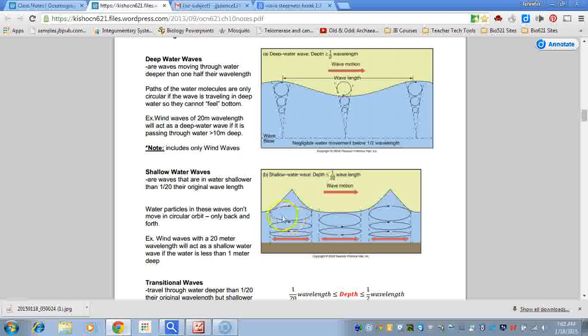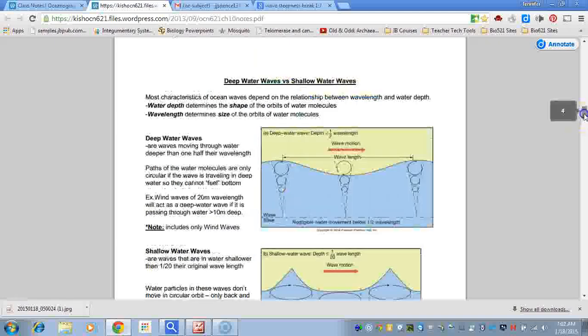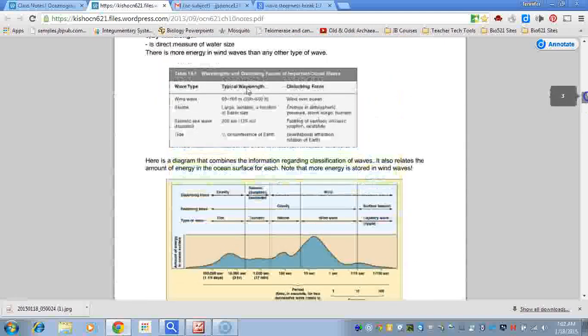When it gets to that depth, the orbitals of the water molecules start to flatten out. So if we looked at the wavelengths, if you had a wave that was, say, 200 feet wavelength, then it would have to be 100 feet deep. Or if you had 60 meters wavelength, then it would have to be 30 meters deep, a little deeper than that, in order for it to be considered a deep water wave.